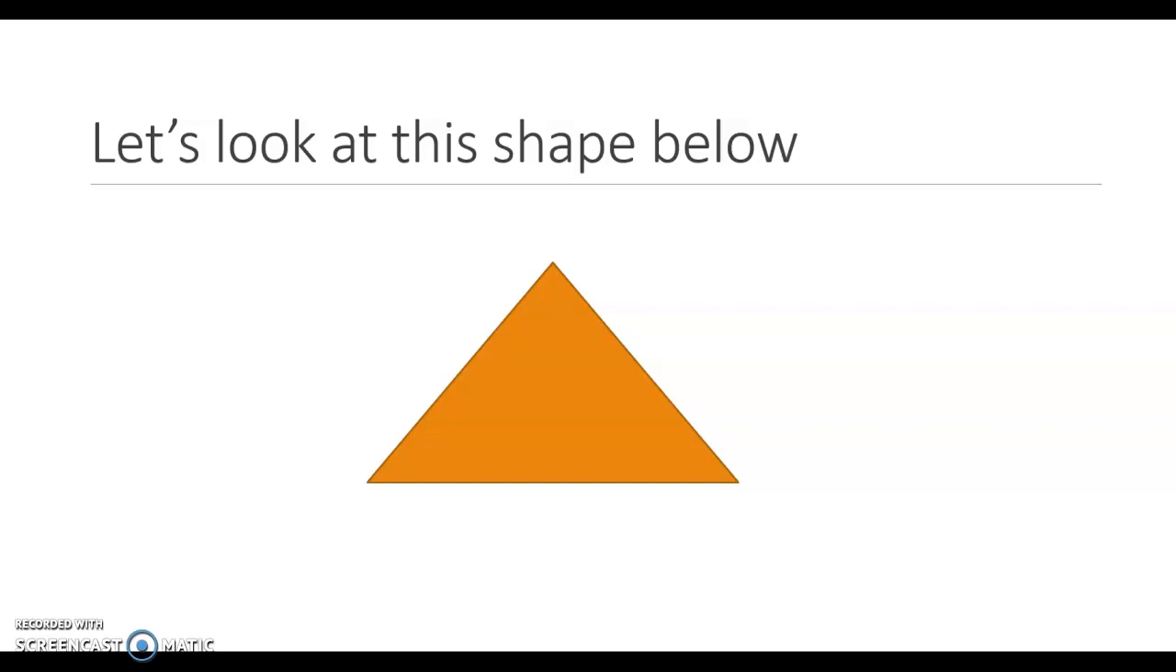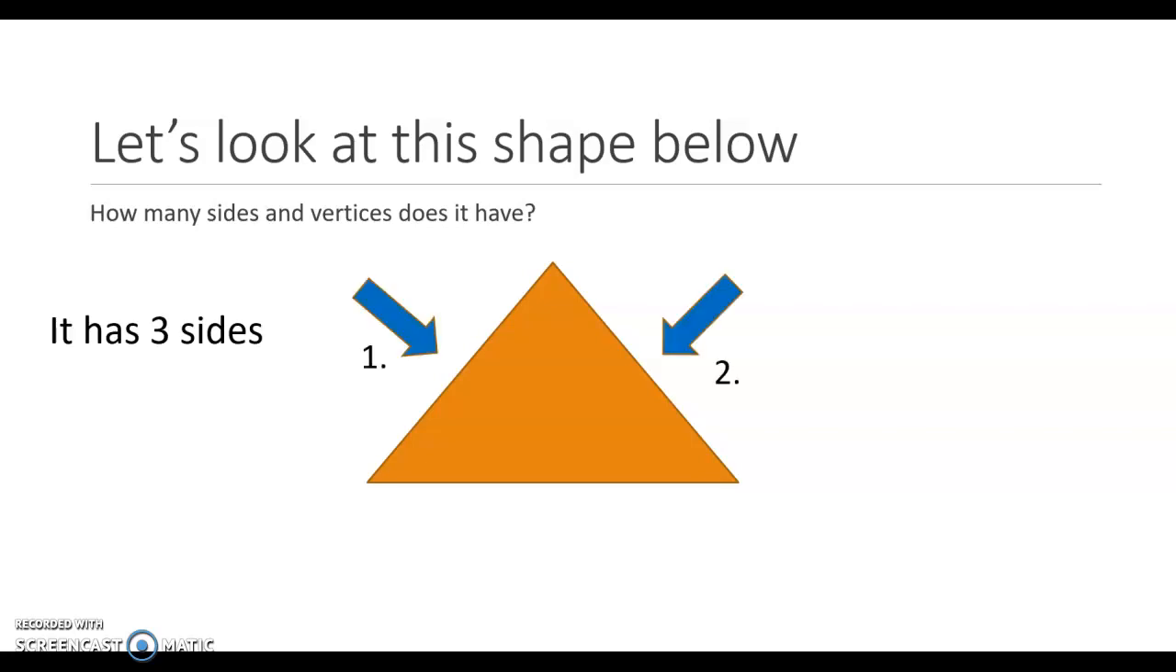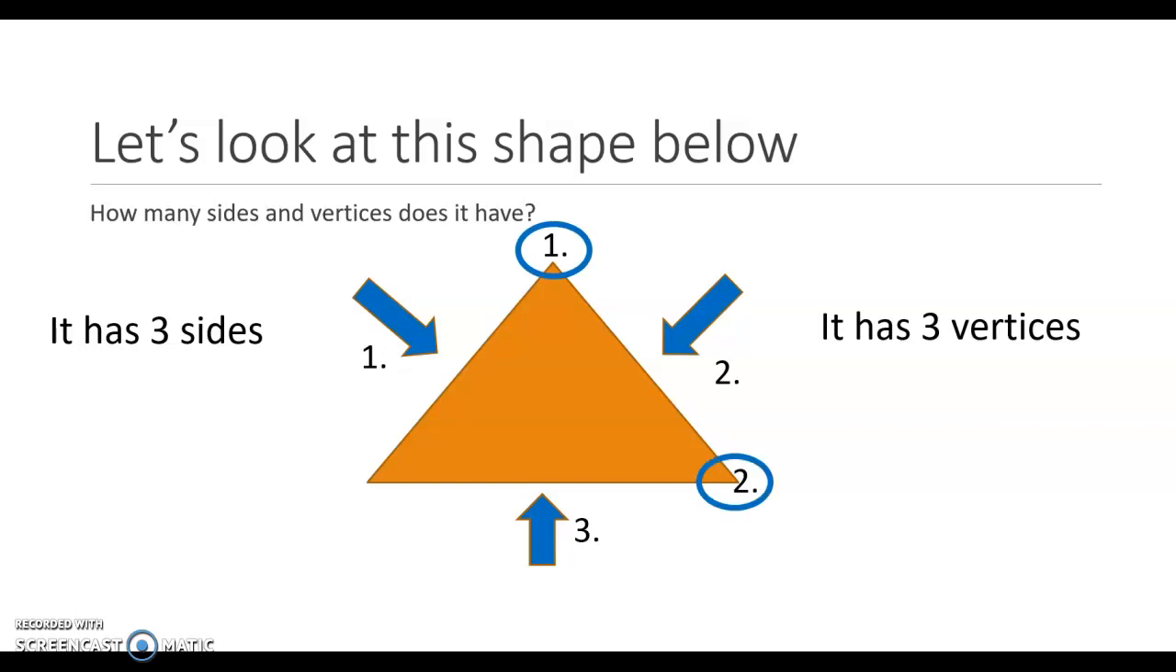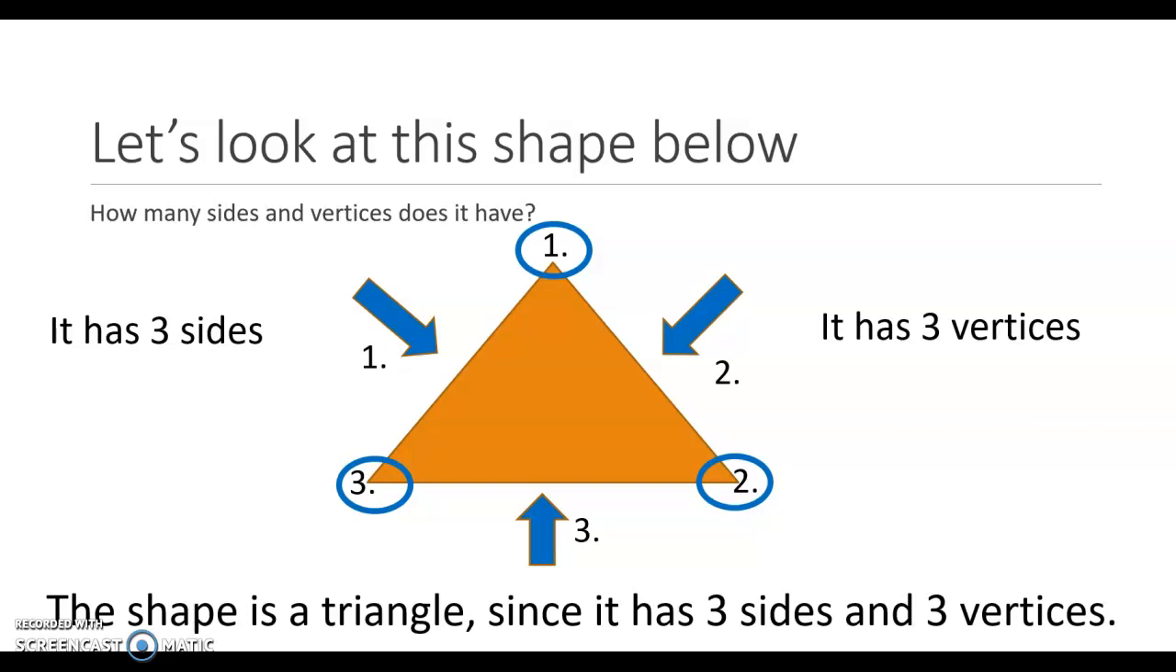Let's look at this shape. How many sides and vertices does it have? It has 3 sides. 1, 2, 3. How many vertices does it have? It has 3. 1, 2, 3. So the shape is a triangle because it has 3 sides and 3 vertices.